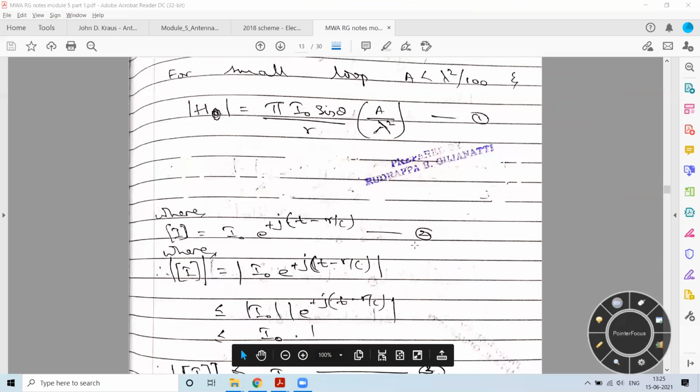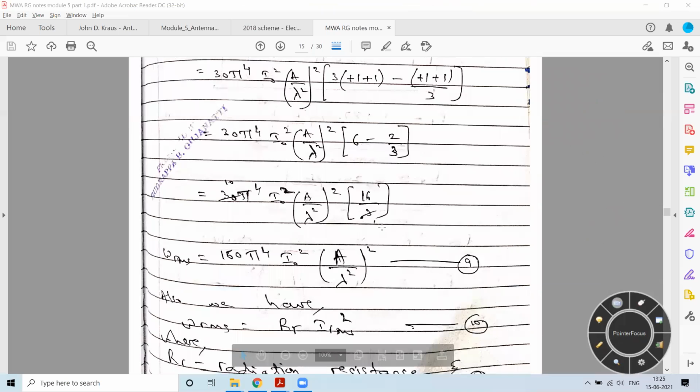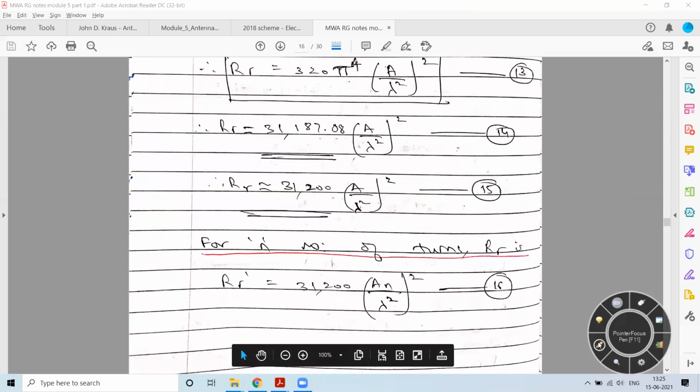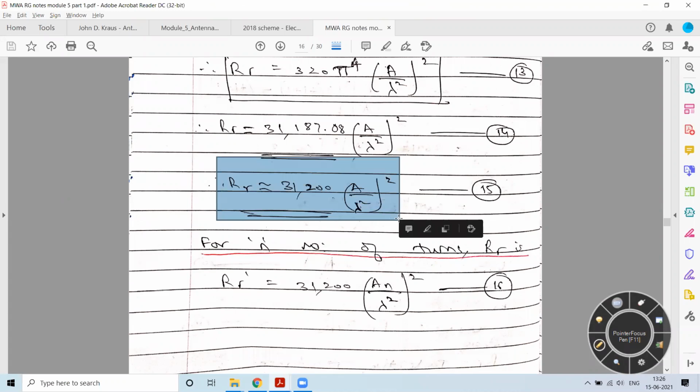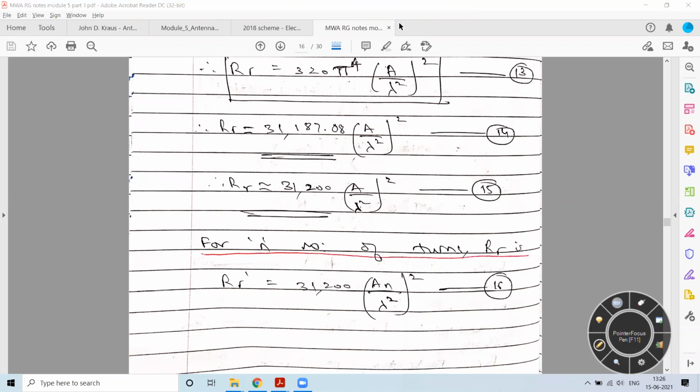If I substitute that and continue with the same derivation, I'll end up with radiation resistance equal to 31,200 into n A into n divided by lambda square. So this is the radiation resistance. In the general condition, we can have n into A divided by lambda square, or A divided by lambda square, its whole square, into n square. So that is one change we have to incorporate.